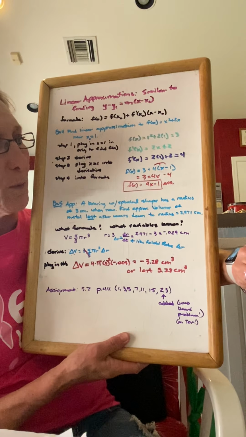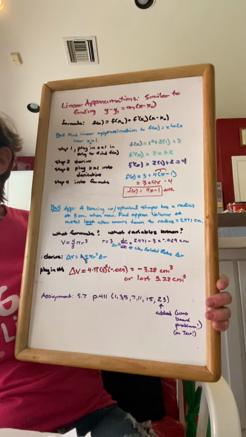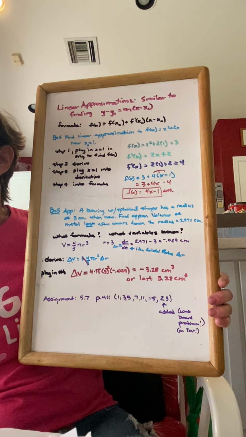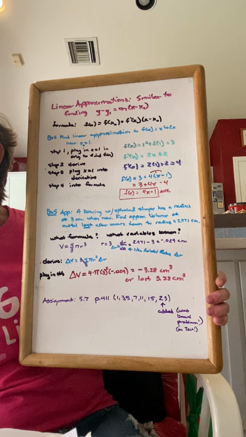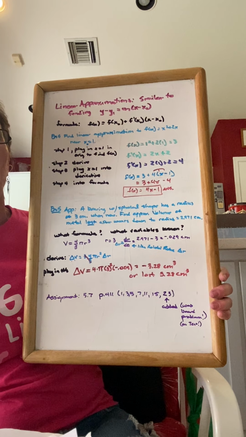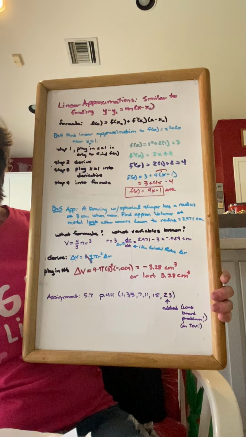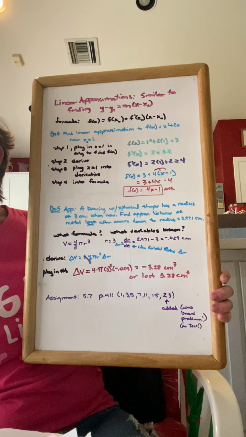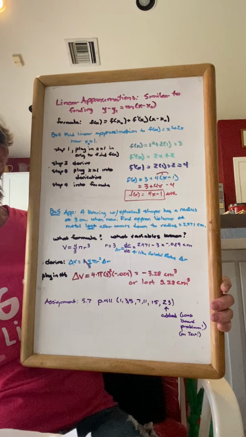I'm going to put a word problem on. I can't read this, so I'll read it from the book. A bearing with a spherical shape has a radius of 3 centimeters when it is new. If you don't know what a bearing is, it's like a circular shaped ball. Find the approximate volume of the metal lost after it wears down to a radius of 2.971 centimeters.